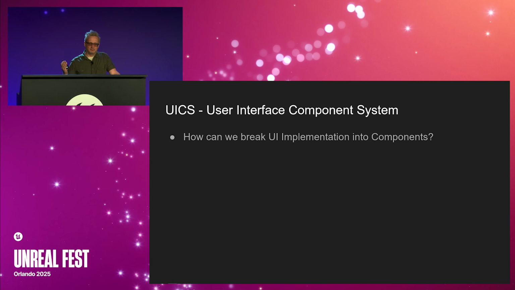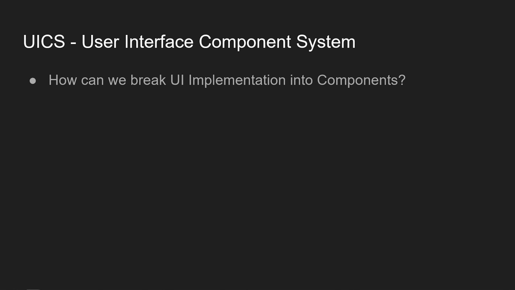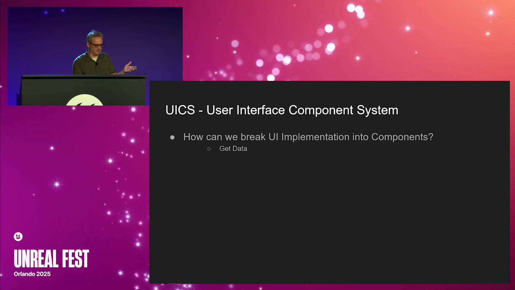Next problem is how do we break UI implementation into components? So let's think about something like, let's say, an inventory screen. What are the things that we have to do for that? Well, one is we have to get data. We have to get the player's inventory items. Next is we have to display all those items, probably using a button. And then lastly, we need to respond to the user's action, right? When they click on an item, that can be we open a new screen, or it could be something like we drop that item from the player's inventory. So if we break it down like that, well, we've got 3 components here we could start building.